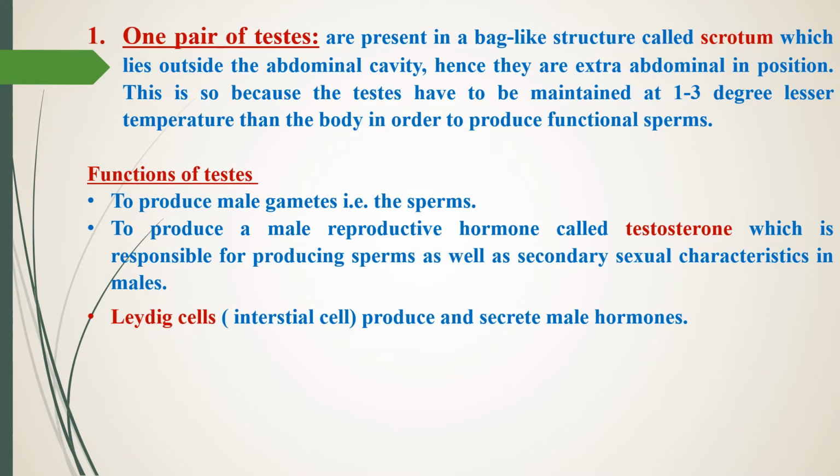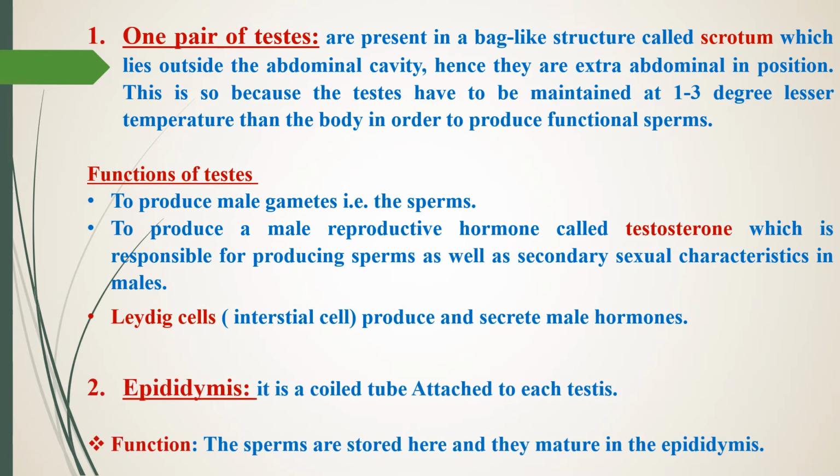In seminiferous tubules of the testes, there is the presence of the Leydig cell, or it is also called the interstitial cell. They produce and secrete male hormones. So basic function of the testes is to form the sperm and form the hormone. Hormone name is the testosterone, which is responsible for producing the sperm as well as the secondary sexual characteristics in the male.